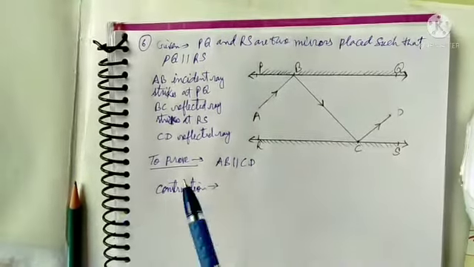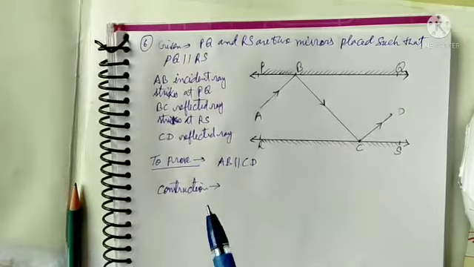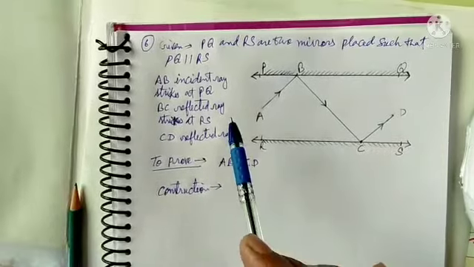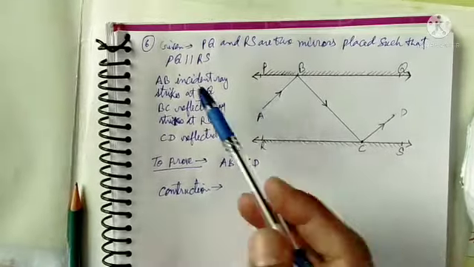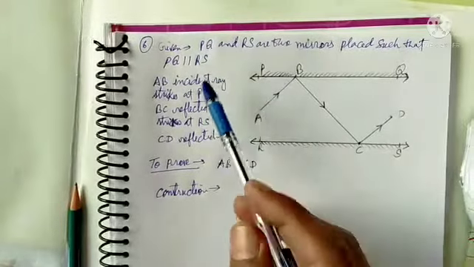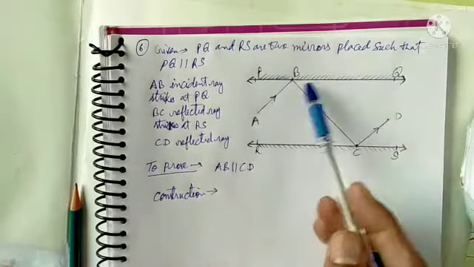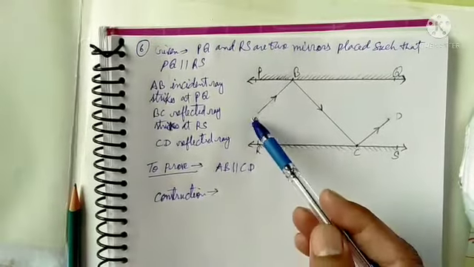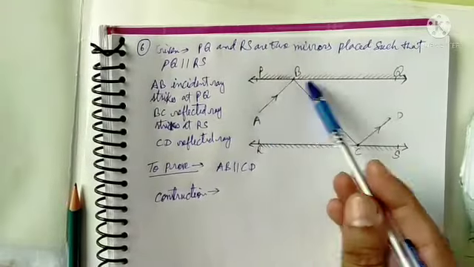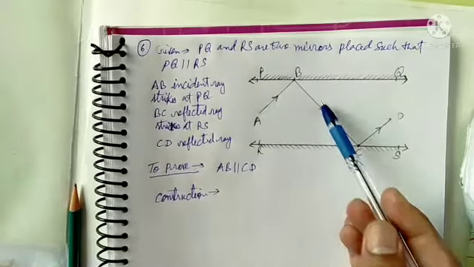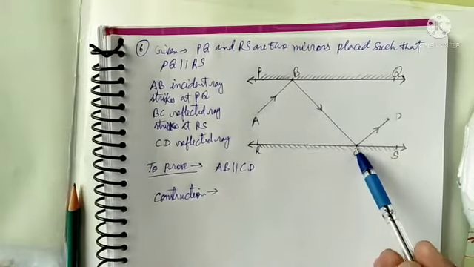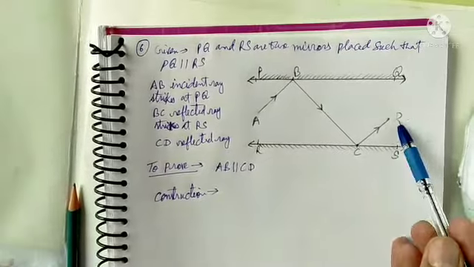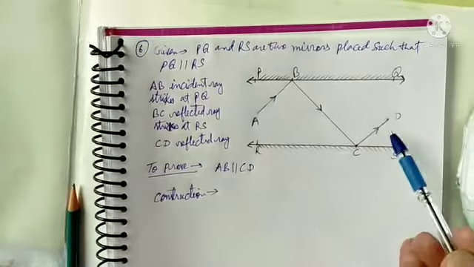Yes student, question number 6. I suggest you learn this question very nicely because it is one of the most important questions of this whole chapter, not only of the exercise. So first of all please pay attention to what is given in this question. PQ and RS are mirrors placed such that PQ is parallel to RS. One incident ray strikes mirror PQ at B, reflects, strikes mirror RS at C, and then goes again as the reflected ray. We have to prove that AB is parallel to CD.